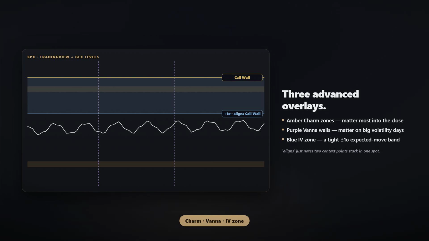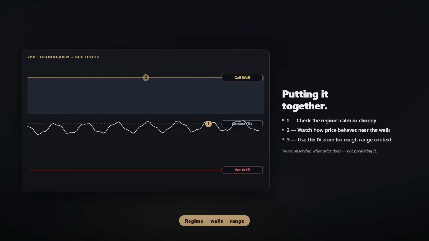So how do you use all this? Check the regime first. Calm or choppy? That one read frames everything else. Then watch how price behaves as it approaches the walls, since big positions sit there and price often reacts. Finally, use the IV zone for rough range context. Regime, then walls, then range. You're observing what price actually does, not predicting it.